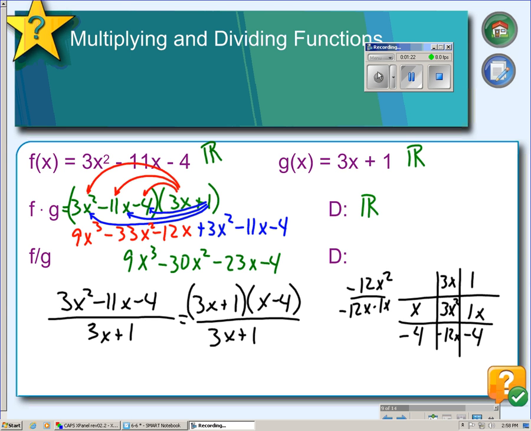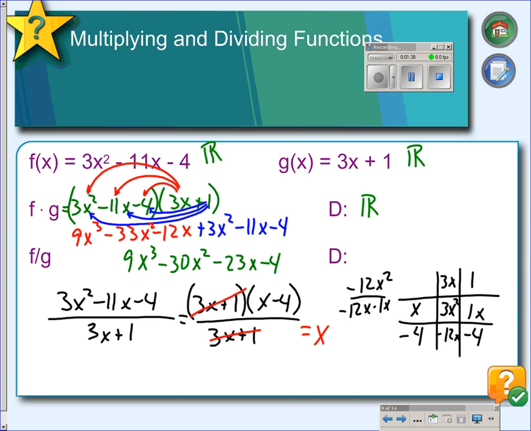For the division, you'll need to factor the numerator, and you can do that with tic-tac-toe factoring. We get 3x plus 1 times x minus 4. So the 3x plus 1s will cancel, and we get as our final simplified version of f divided by g: x minus 4.